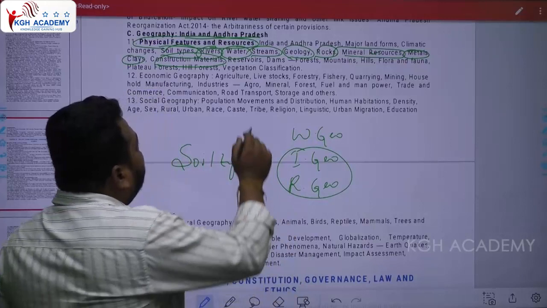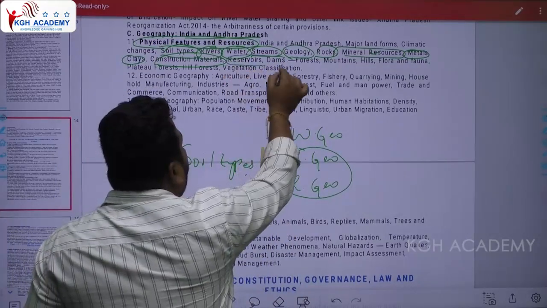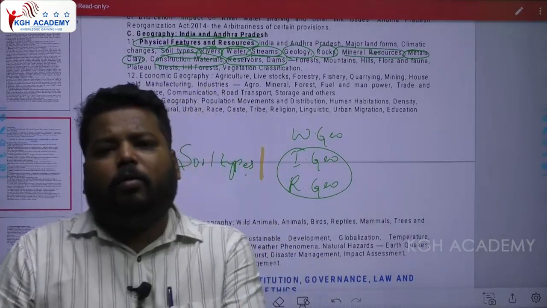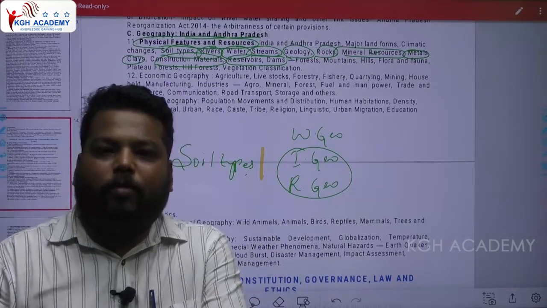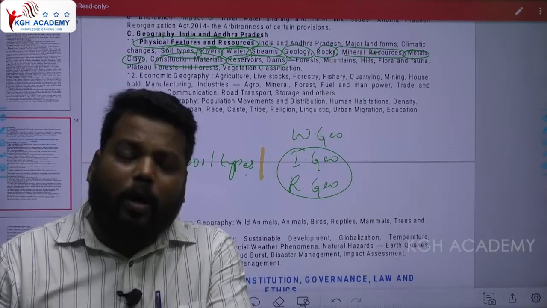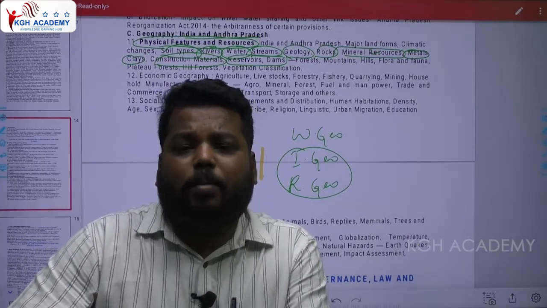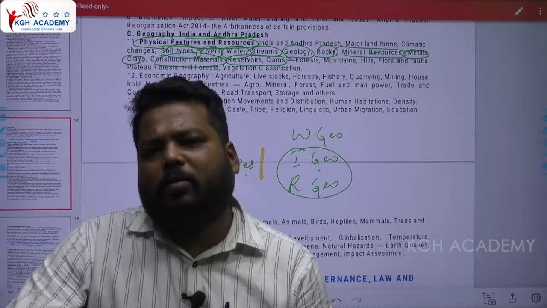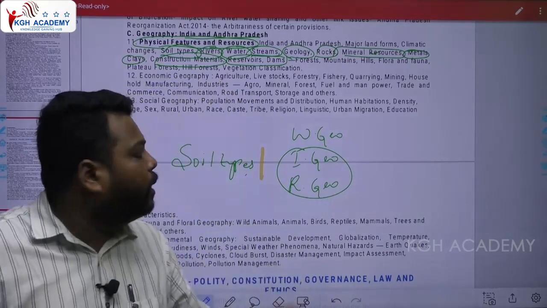Apart from that, we would be seeing about reservoirs and dams. They might ask you, explain the top most irrigation projects of Andhra Pradesh. Clear? Or else they might ask you, explain the irrigation projects of the Godavari river system. So in this way, a direct question on irrigation projects can come.